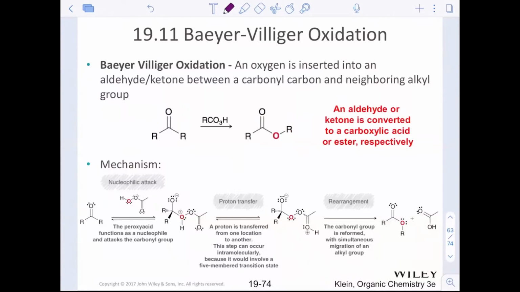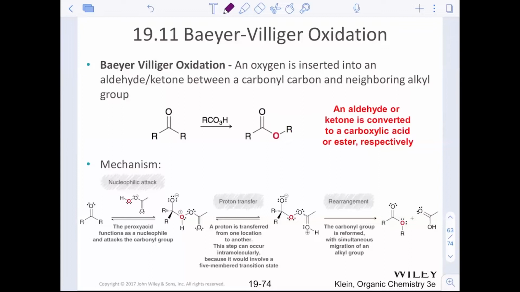The Baeyer-Villiger oxidation is our last oxygen reaction that we're going to do in this class. It's not with the oxygen nucleophiles, simply because the Baeyer-Villiger oxidation is oxygen inserting into an aldehyde or a ketone between a carbonyl and a neighboring group. And so an aldehyde or ketone is actually converted to a carboxylic acid or an ester, right?